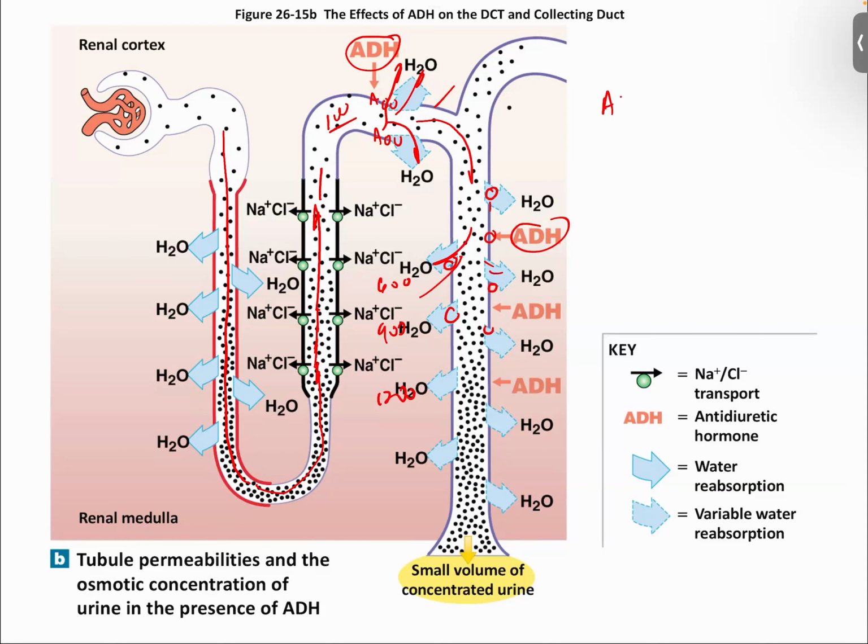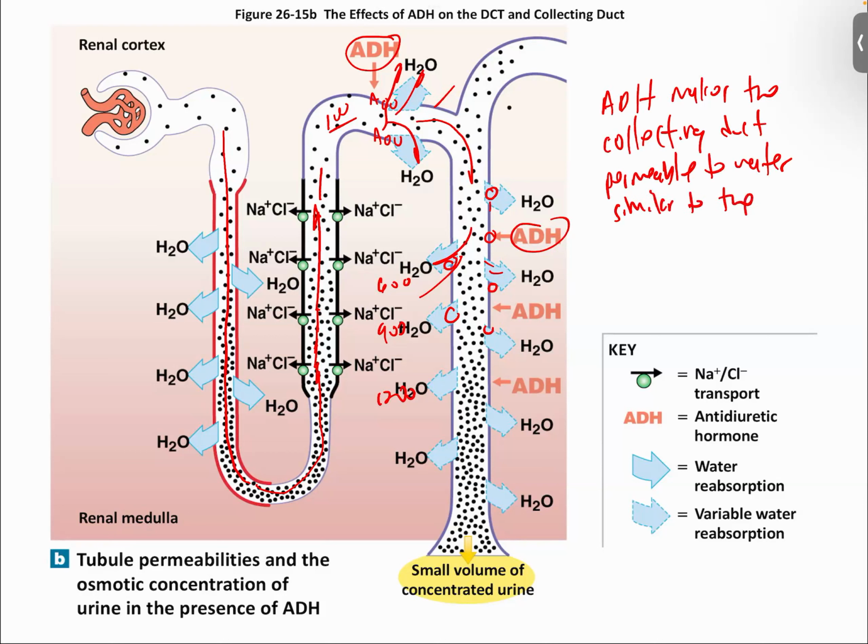Because the presence of ADH makes the collecting duct permeable to water, similar to the descending limb of the loop. So it's a similar sort of situation, only now you're sucking all the water out of the collecting duct. So ultimately what you end up getting is a greater and greater concentration of filtrate. So you get a small volume of concentrated urine.